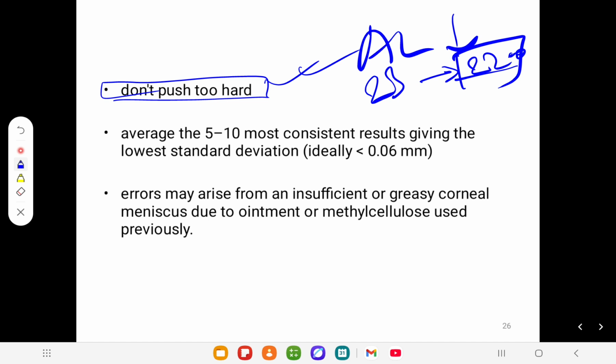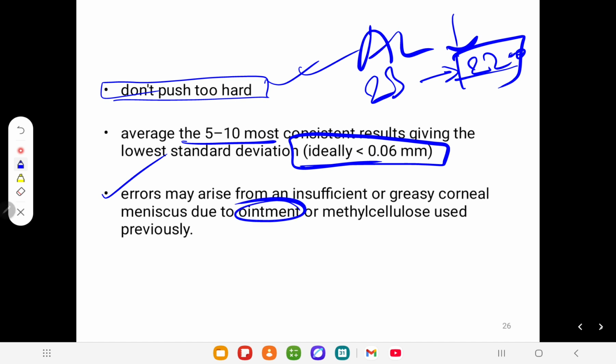Average 5 to 10 of the most consistent results giving the lowest standard deviation, which is very good. Ideally the standard deviation should be less than 0.1. Yes, that's definitely in all of the machines. Errors may arise from an insufficient or excessive corneal meniscus due to ointment or methylcellulose. It's very important that you look at the cornea from the side, and don't put anything like methylcellulose or even ointment. They are very bad. Just touch gently.